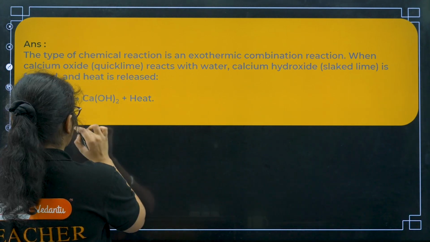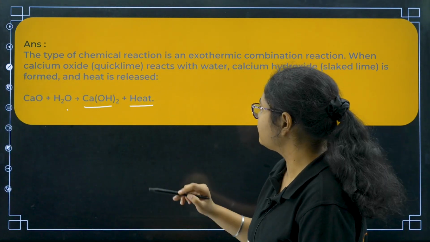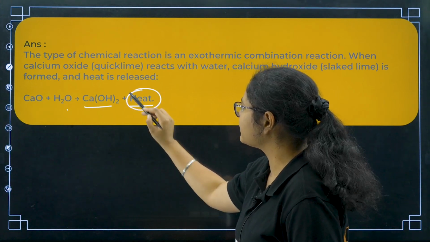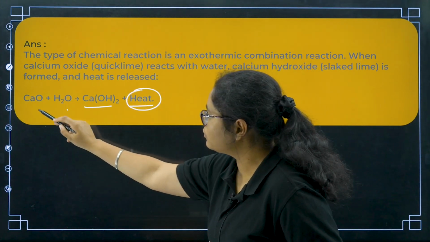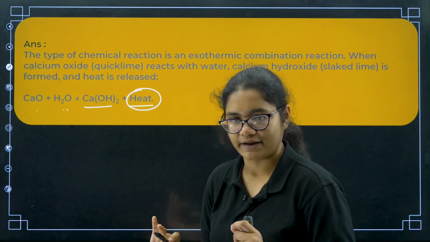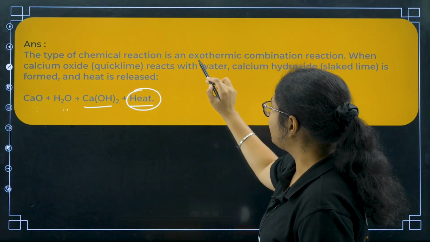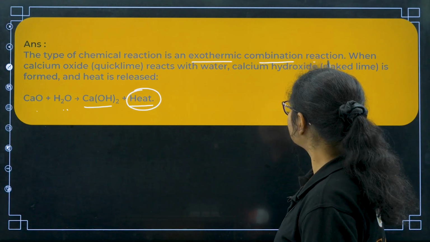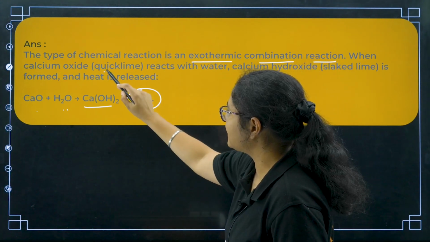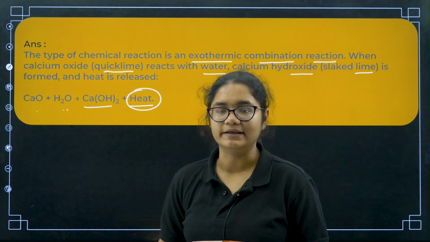So calcium oxide reacts with water to give you calcium hydroxide plus heat, right? Now if you see, this is an exothermic reaction because heat is produced, and 2 compounds are reacting to give you 1 compound, so it is also a combination reaction. Then you have to write the balanced equation here. So the type of chemical reaction is exothermic combination reaction. When calcium oxide, that is quicklime, reacts with water, calcium hydroxide, slaked lime, is formed and heat is released.